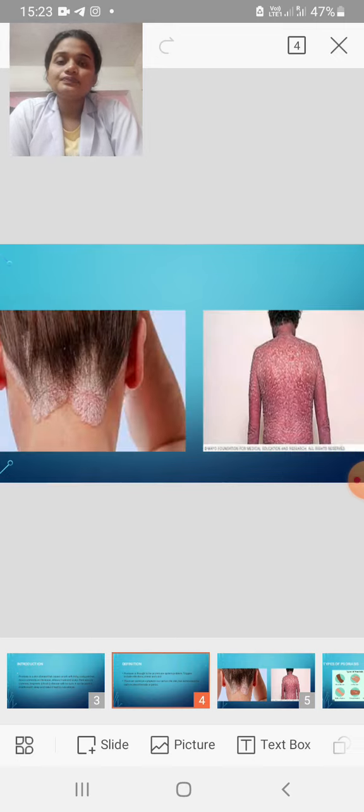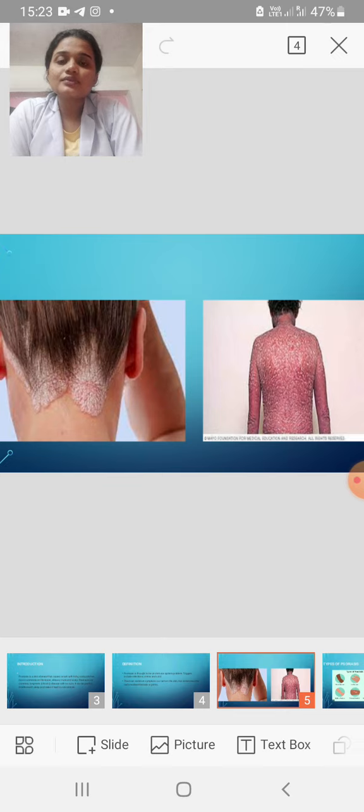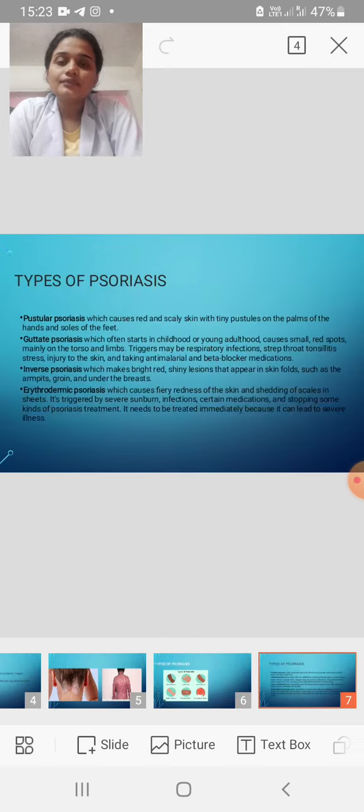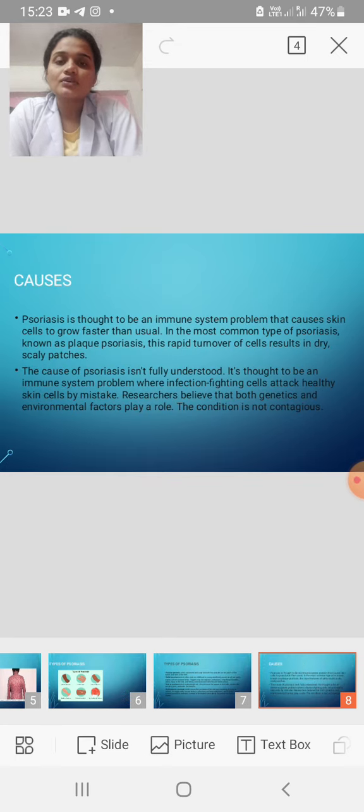The types of psoriasis are plaque psoriasis, guttate psoriasis, inverse psoriasis, and erythrodermic psoriasis. Psoriasis is an immune system problem, and plaque psoriasis is the most common type. In plaque psoriasis, rapid turnover of cells results in dry, scaly patches.